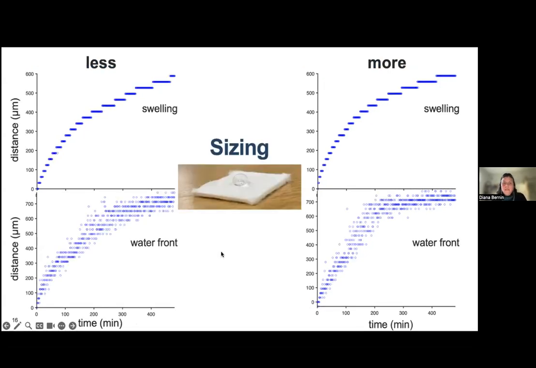Then about sizing, I got a couple of dry formed packages with different sizing. I don't know exactly how much because that's an industrial product. But here it's obvious that maybe more is not better, because even the less already shows exactly the same behavior as the more. But this doesn't mean that it works also for oil and other liquids.